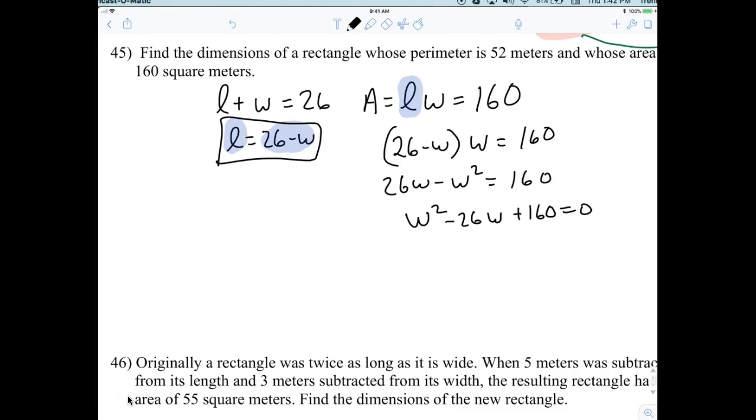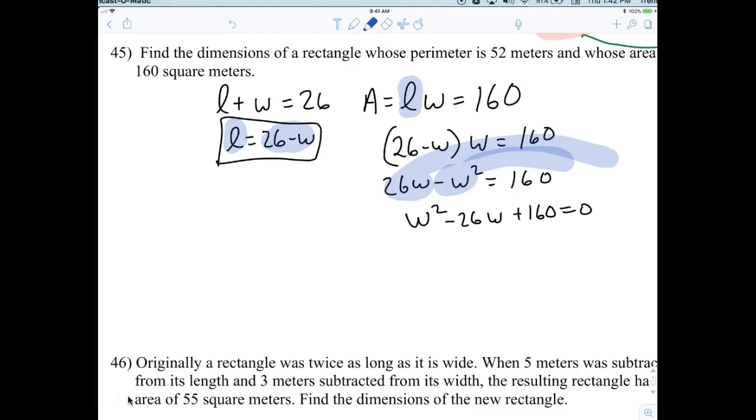Now, some kids say I could have moved the 160 from the right to the left, correct? But then my leading coefficient would be what? Negative. I prefer that the leading coefficient is positive. So what I did was I, in fact, moved the W squared and the 26W. And when I moved them, I did what to the signs? Change the signs. Did I move the 160? No, I did not move the 160. That is why the 160 stays positive.